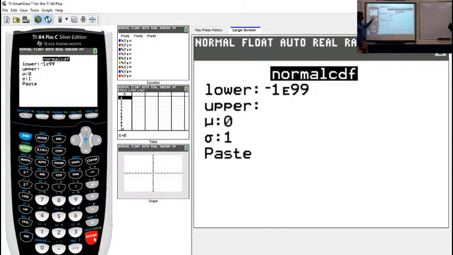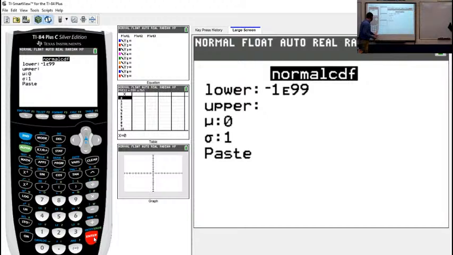Then it asks lower, upper, mean, standard deviation. First off, mean and standard deviation. If you're looking at z-scores, and that's what it defaults to, mean is 0, standard deviation is 1. That's what it sets it to automatically. Lower gives the lowest value, and upper gives the highest value. It's kind of like the domain and range you put in interval notation; that's what it's asking you to do here.